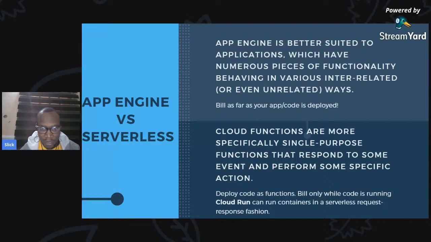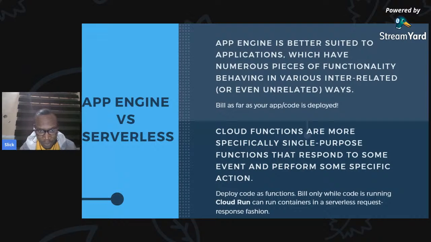Cloud functions are more specifically single-purpose functions. Single-purpose functions you can set to run in serverless. In your whole app, you can put a part of your app or a function of your code on serverless to be running. If you know that function is not really useful all the time, and maybe when you're running in App Engine, you only want to call that function when it's being called, then you can just put that function in a cloud function under serverless. So it's a single-purpose function that responds to some event. Only when the function is being called is when you're being charged. It performs some specific actions only when that function is being served. So deploy your code as a function, be billed only while your code is running on the cloud.